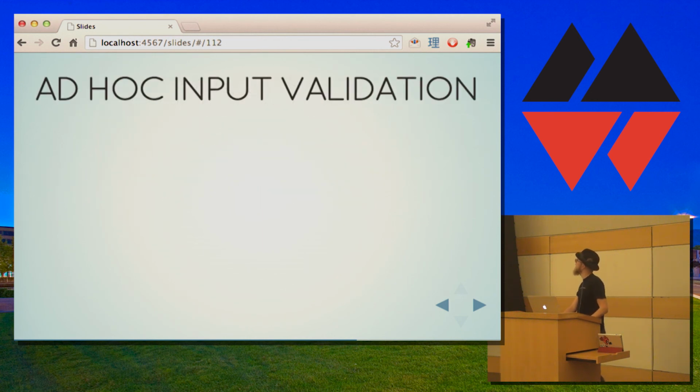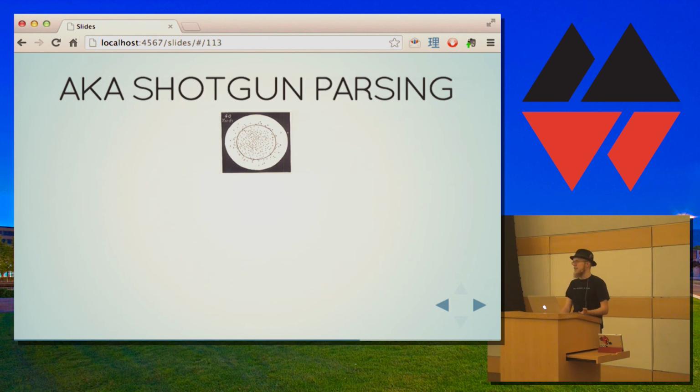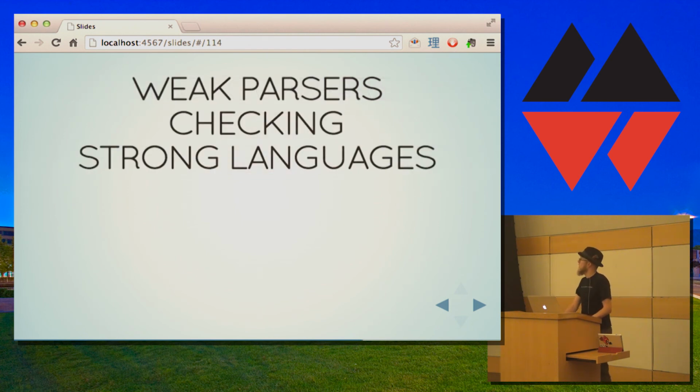Then you also don't want to do ad hoc input validation. What I mean by that is you don't want to smear parsing and validation of the things you're parsing across your application. Mostly in Rails and Ruby, we don't have to worry about that because Rails sets up nice structures for handling those kinds of problems. That's also known as shotgun parsing if you're interested in looking that kind of thing up.